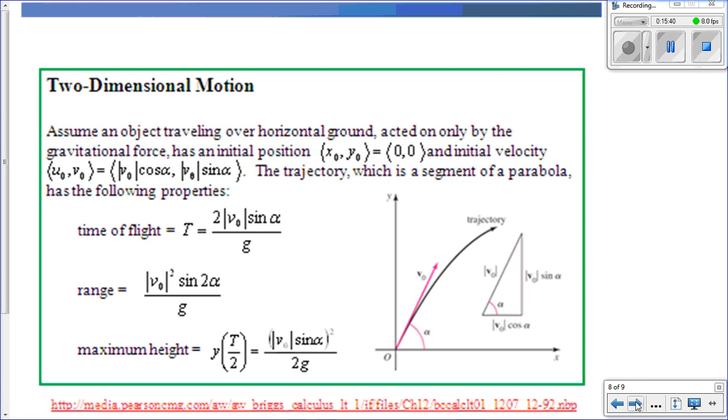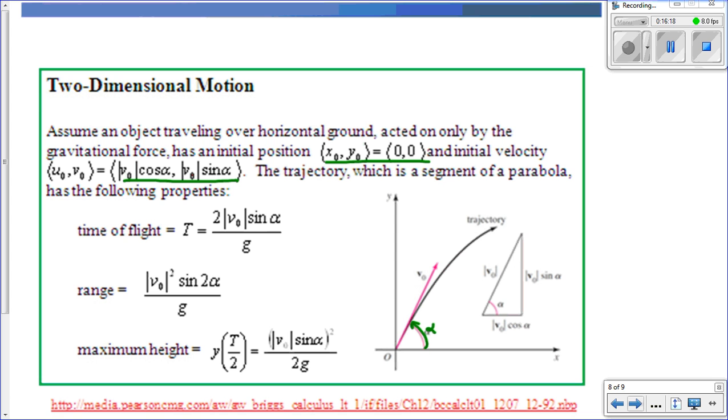Now here are some other formulas that might be useful. Assuming that the object is traveling over horizontal ground and that gravity is the only force acting on it, and the initial position is 0, 0, and the initial velocity is given by v naught cosine alpha, v naught sine alpha. So what we're assuming here is that we're actually shooting an object at an angle alpha from the horizontal. So we've got an angle that's being given when the object is actually being hit.